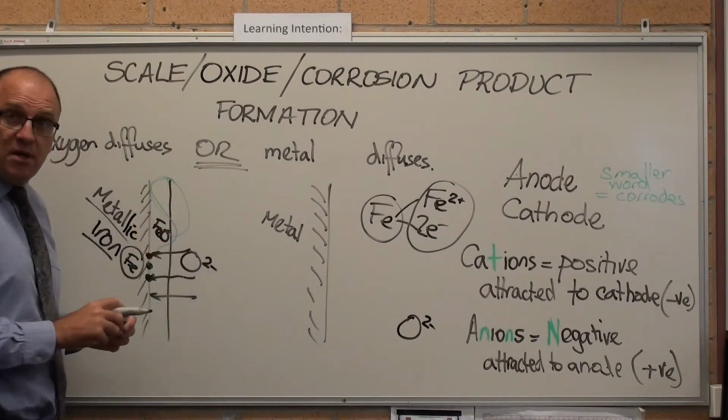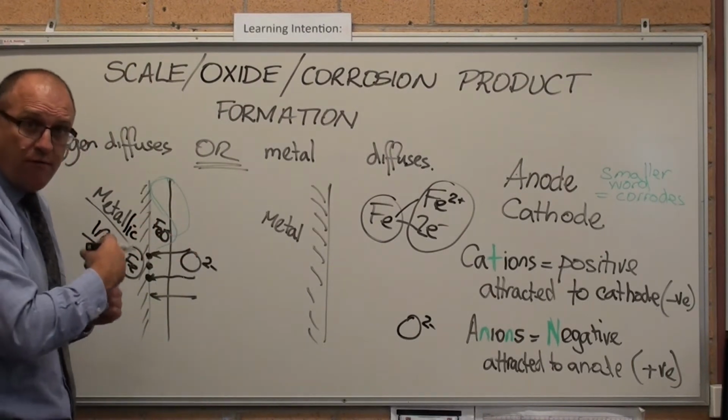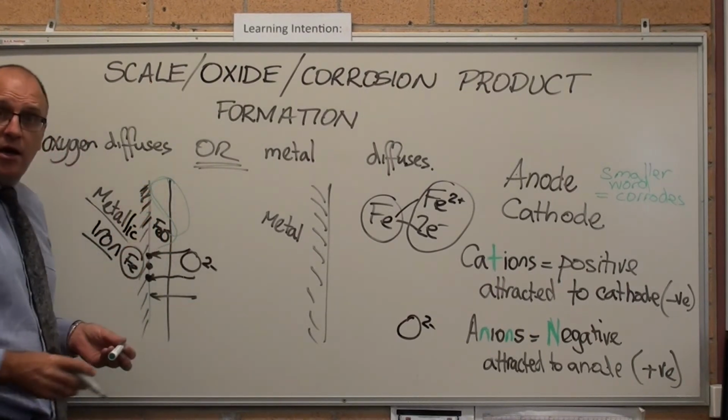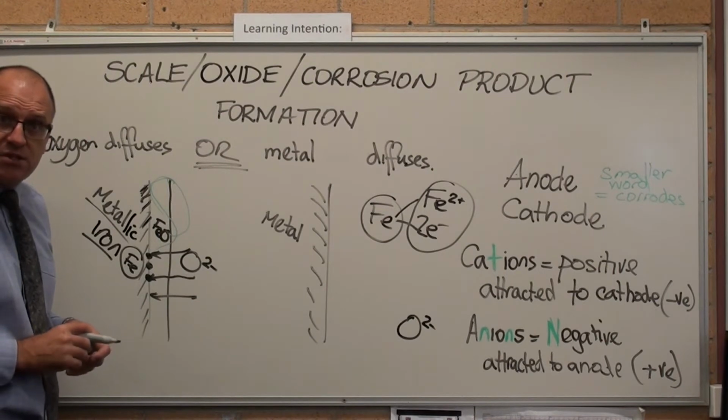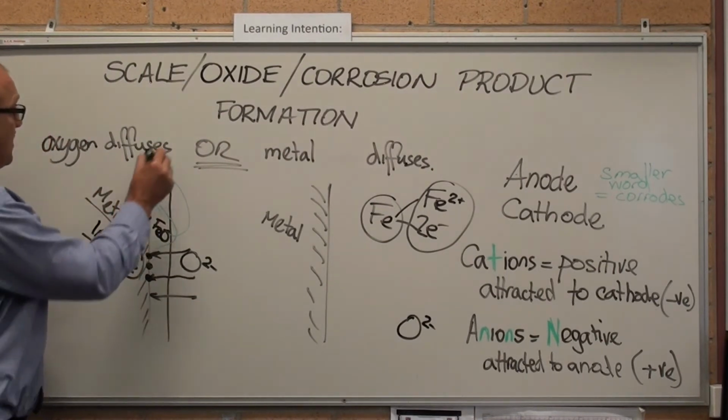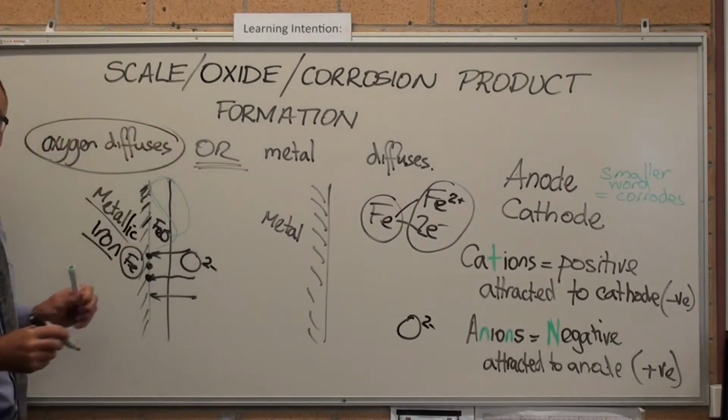Then it gets to a point, because it's brittle, it just falls off the surface, exposes fresh iron again, and off it goes, and corrosion happens and happens and doesn't stop. That is what happens when the oxygen diffuses through the layer.